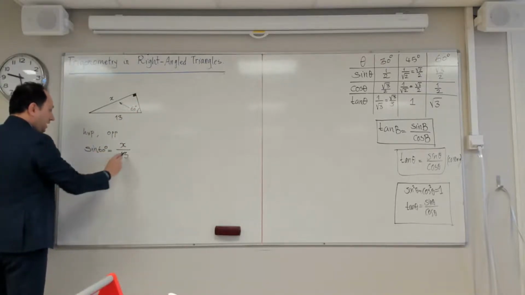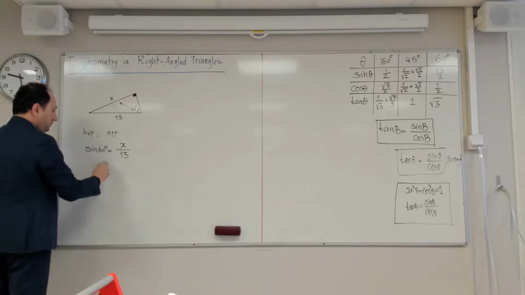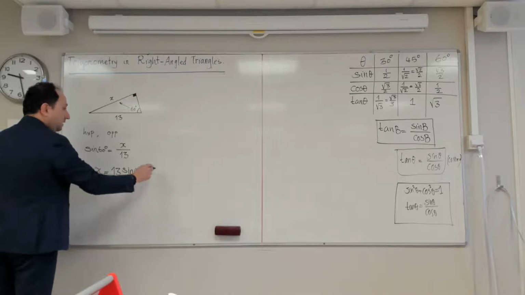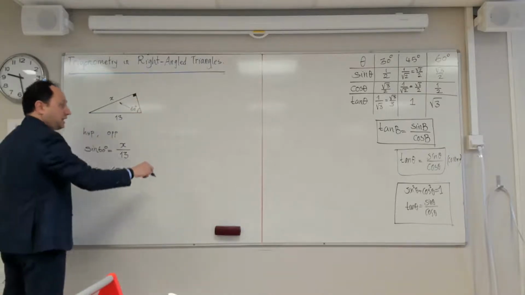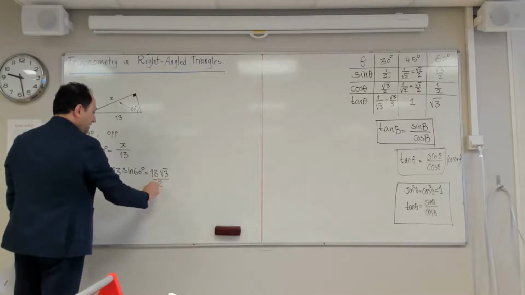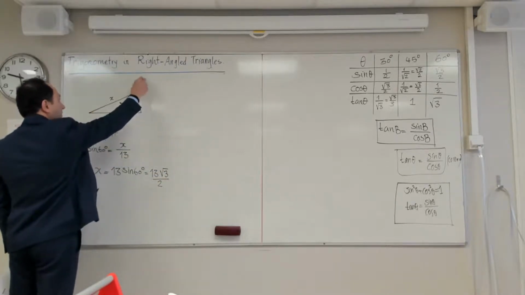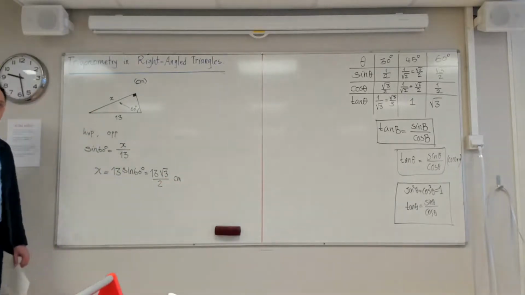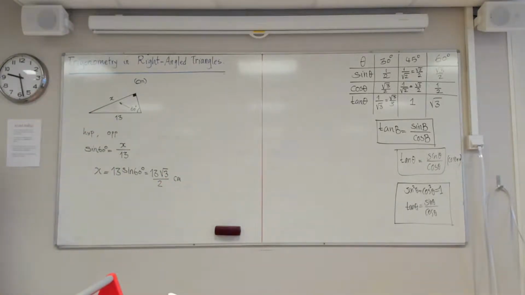So you say that I want to find x, I multiply everything by 13. And then instead of sine of 60 degrees in the table, you have square root of 3 over 2. So that is the exact value. If this is expressed, for example, in centimeters, here you should also give me the units. So x is equal to 13 times square root of 3 over 2 centimeters.